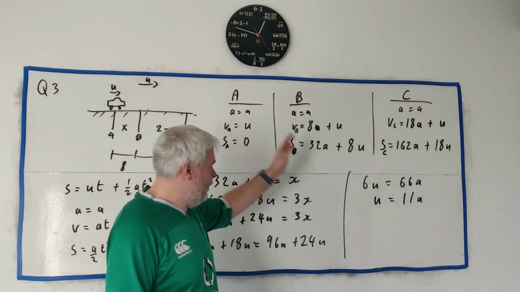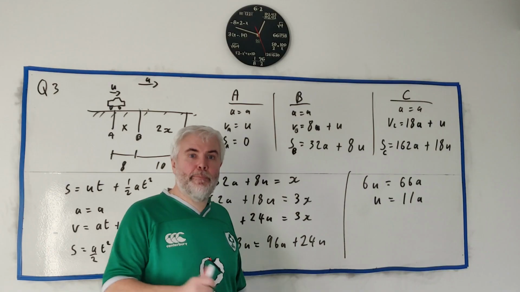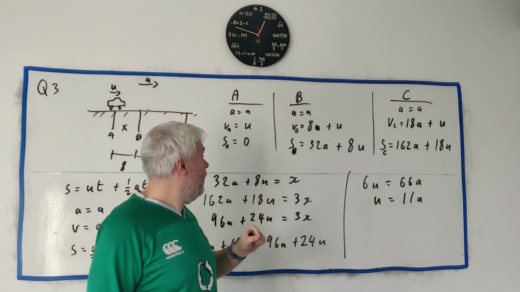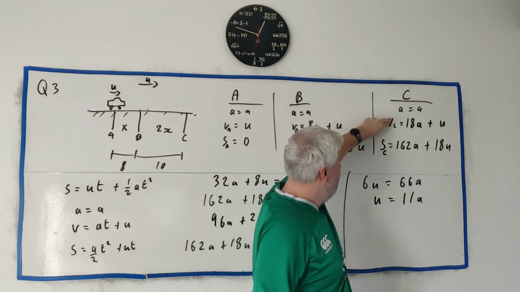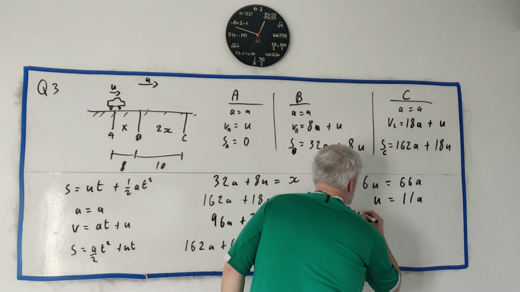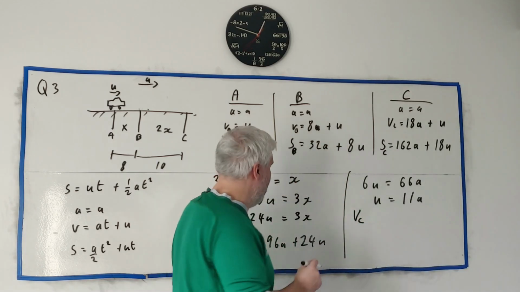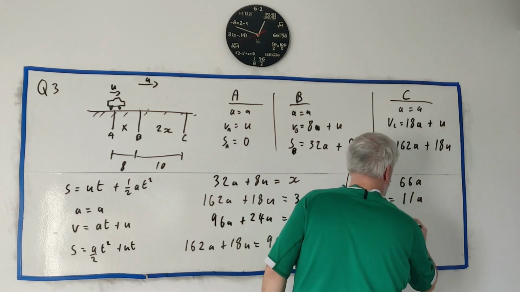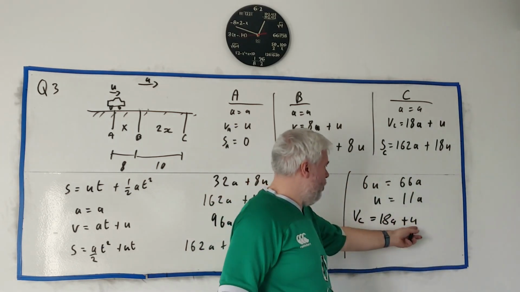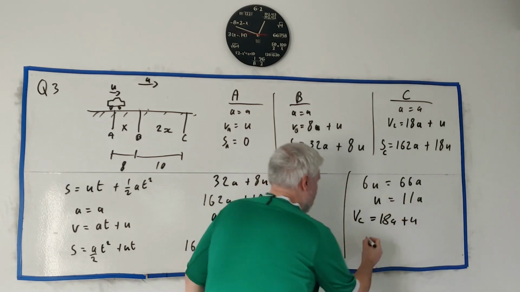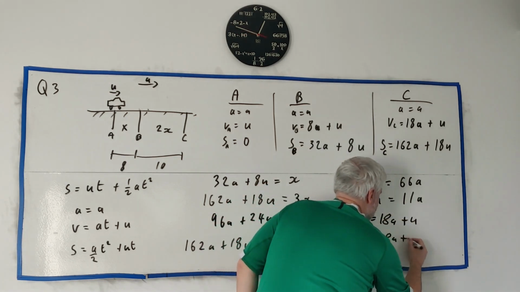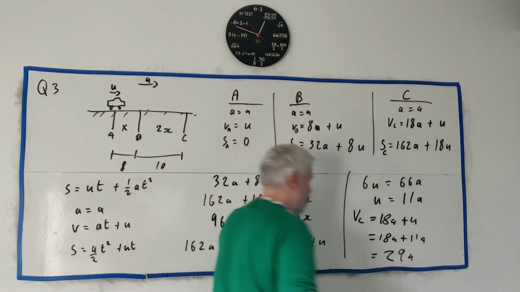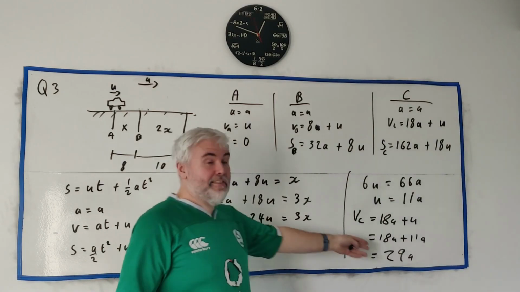Now, the good news of doing this a slightly longer way is part B is now much more trivial. Find the speed of the car at C in terms of A. There it is right here. The velocity of the car at C, the speed of the car at C is equal to 18A plus U. Except we know what U is. U is 11A. So this is 18A plus 11A, which is equal to 29A. That's it. So that's the answer to part B.